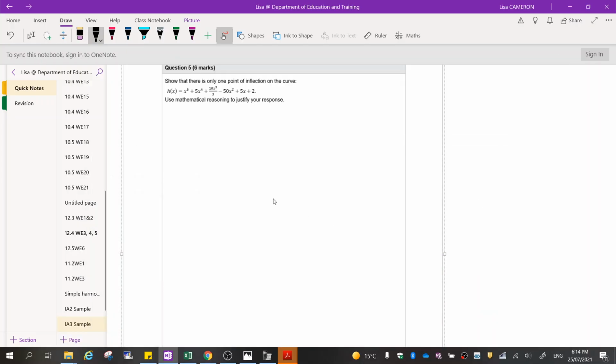Show that there is only one point of inflection on the curve. Use mathematical reasoning to justify your response. Okay, so if we're looking for one point of inflection, we're not looking for a stationary point of inflection.